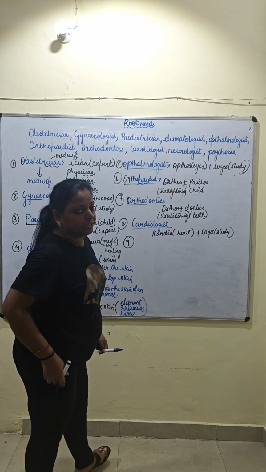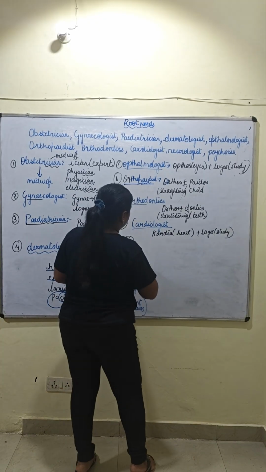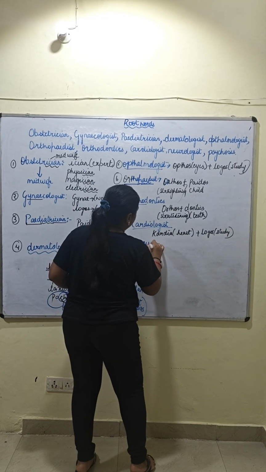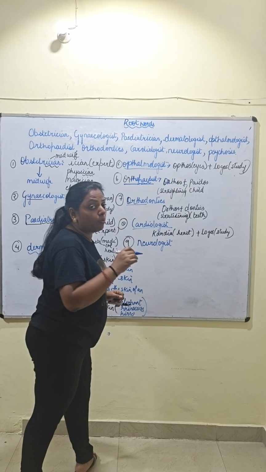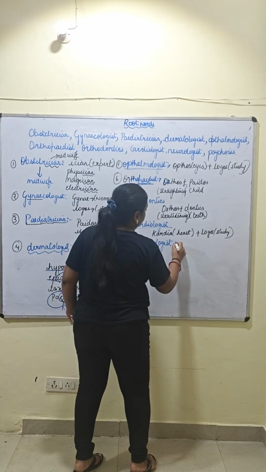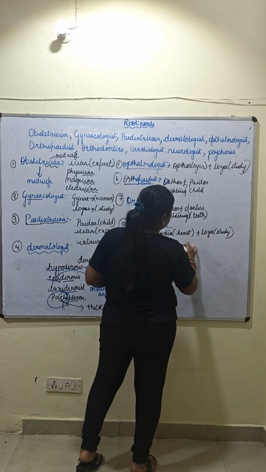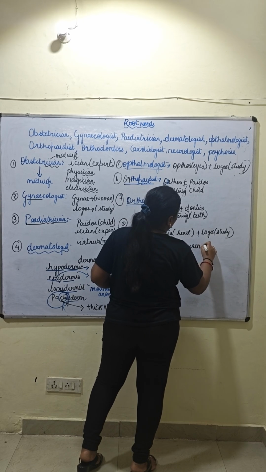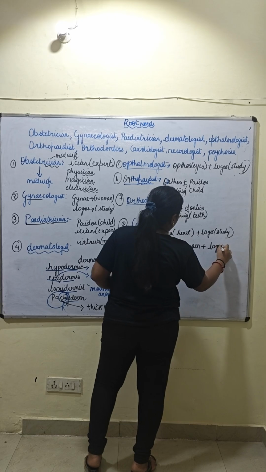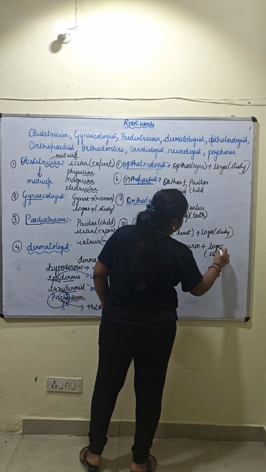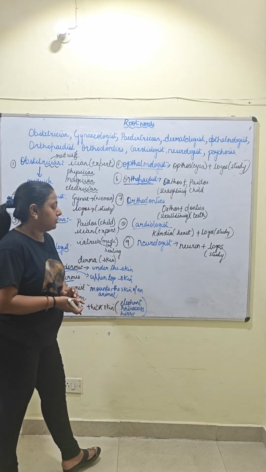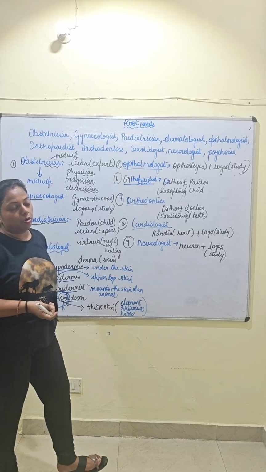Moving to neurologist. Again, you can break the word into neuron plus logos. Fine. Neurons, you know it, and logos is study. So somebody who does the study of neurons is said to be a neurologist.